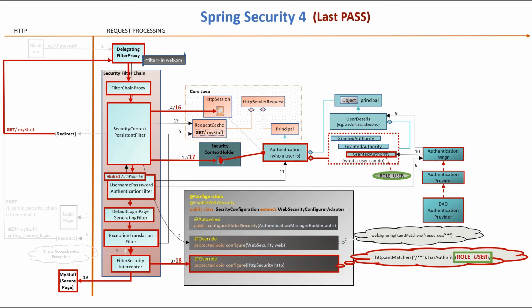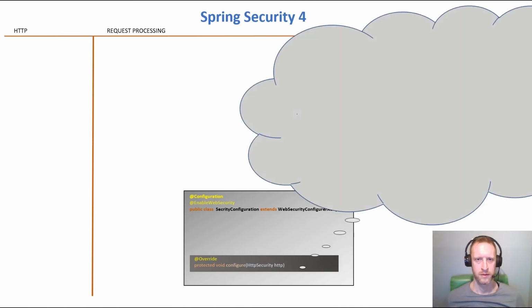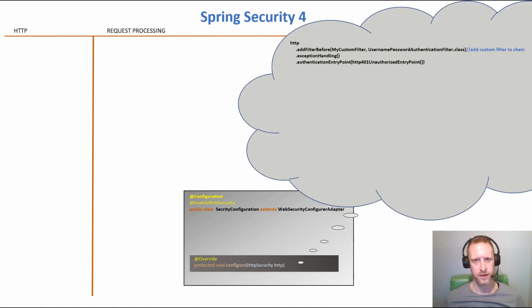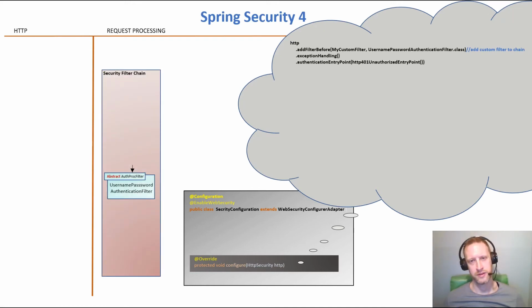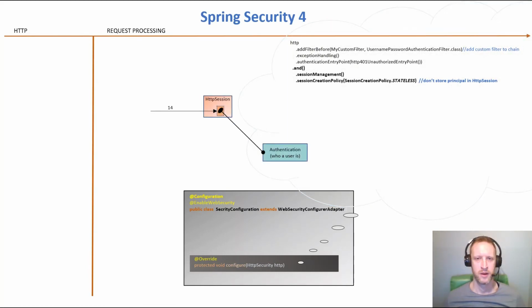Now lastly, let's take a look at a few more properties that can be controlled in our application in the configure HTTP security method. We'll hide most everything else. First off, you can add a custom filter to the filter chain like this. I've added a filter called My Custom Filter, which will be placed before the username password authentication filter. Next, we can add code to prevent storing the principal or authority in the session. We did that here.